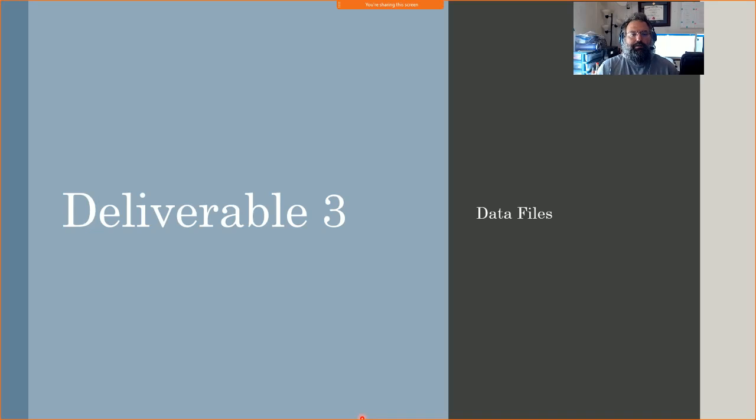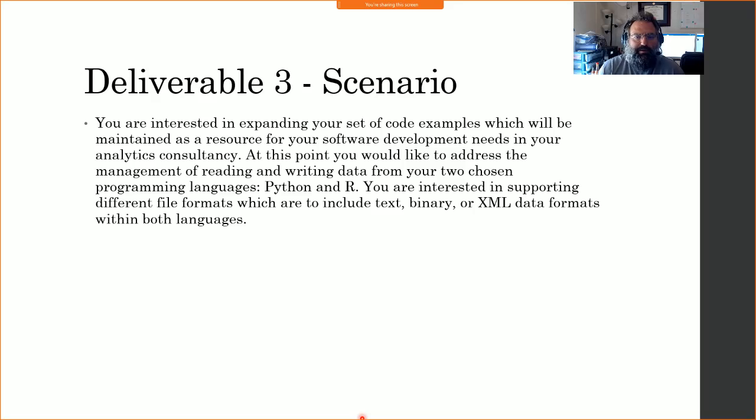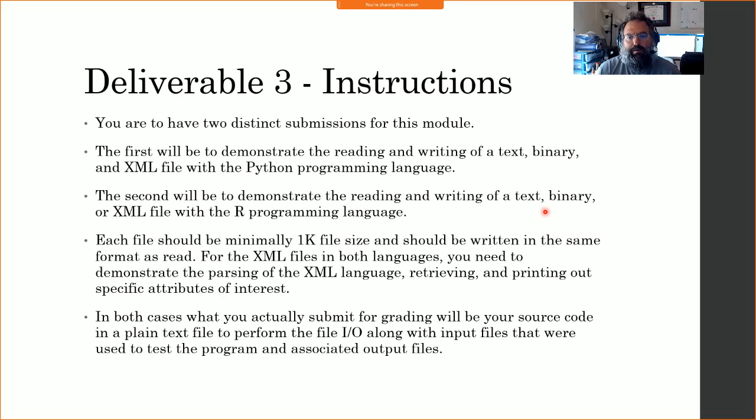So moving on to deliverable 3, which deals with data files. Scenario: the key takeaway here is that you're interested in supporting different file formats, which include these 3, and you need to do so in both R and Python. So your instructions: there are 2 distinct submissions for this module. The first one, you demonstrate your reading and writing of text, binary, and XML files within Python. So you read, write, all 3 of these things.